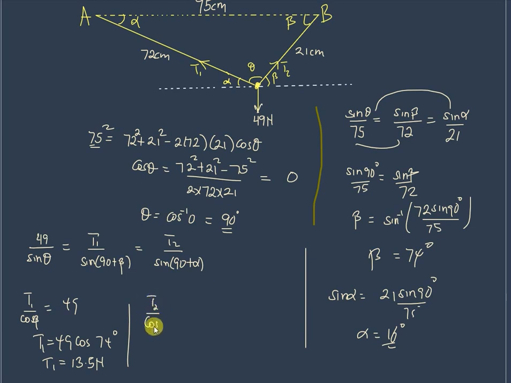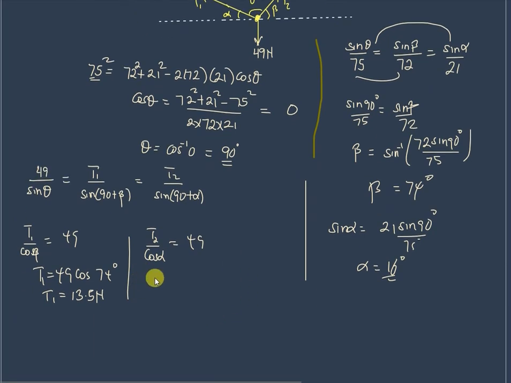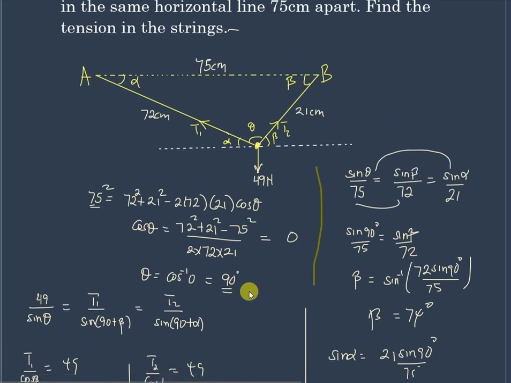And then here we also have that T2 over cos of alpha is still equal to 49. So we have that T2 is equal to 49 times the cosine of alpha. We got alpha as 16 degrees, so T2 is going to give us 47.1 newtons. That's what we have there.